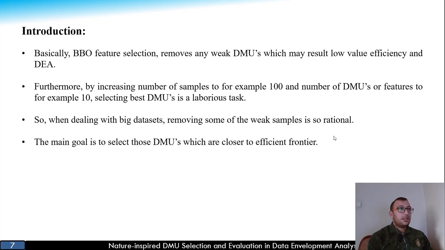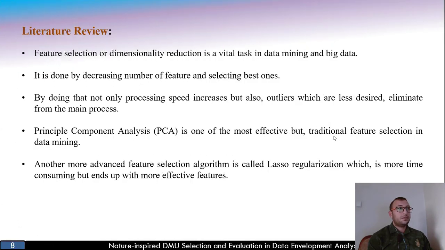Furthermore, with an increasing number of samples, for example 100, and number of DMUs or features, for example 10, selecting the best DMUs is a laborious task. So when dealing with big datasets, removing some of the weak samples is rational. The main goal is to select those DMUs which are closer to the efficient frontier.